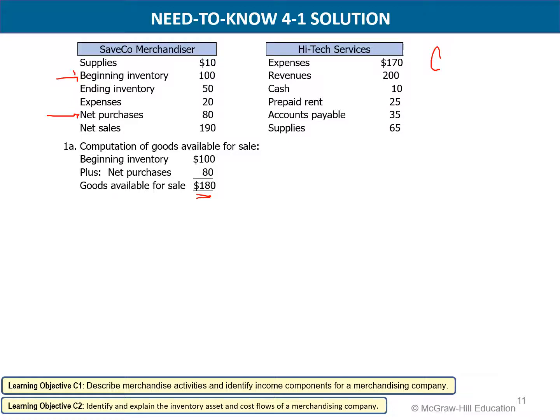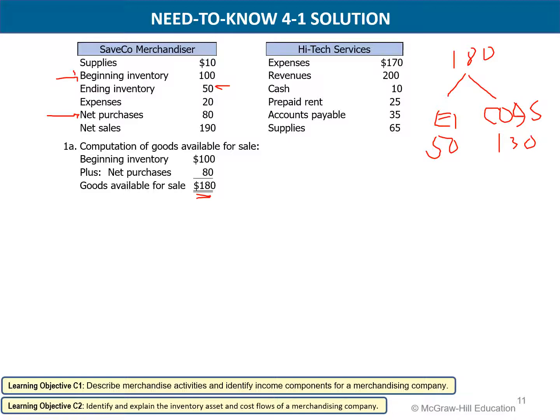We know the goods available for sale are $180. We know that's made up of ending inventory and cost of goods sold. We know that ending inventory is 50 bucks. So 180 less 50 must mean that cost of goods sold is 130.